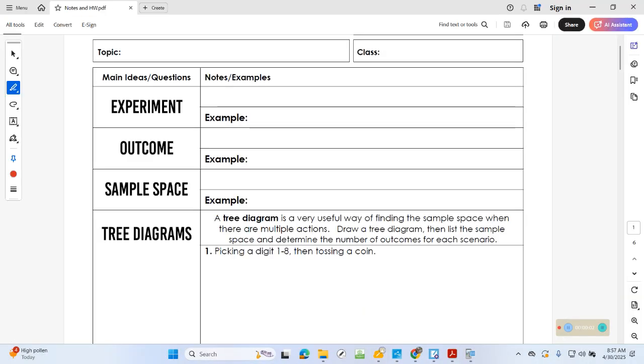We always have a lot of vocabulary. So let's start with, what is an experiment? An action, or trial, with varying results.